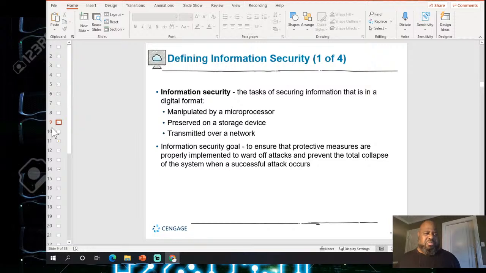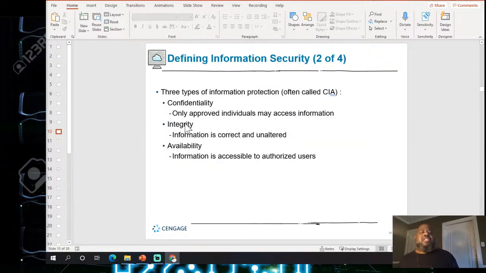So those are some of the things you need to worry about in the security realm. This is the CIA triangle I was just talking about. There are three types of information protections, often called the CIA.